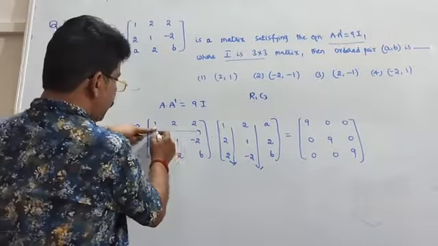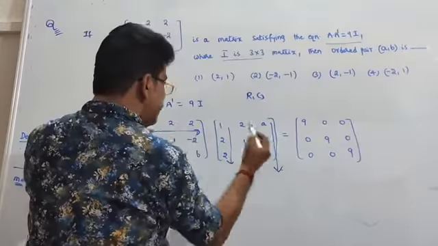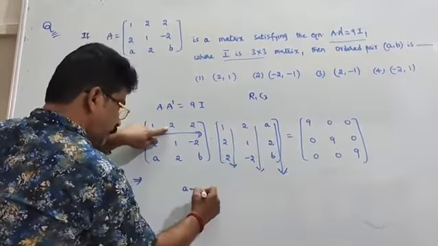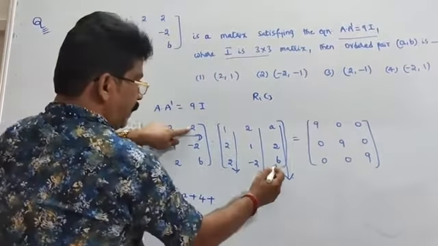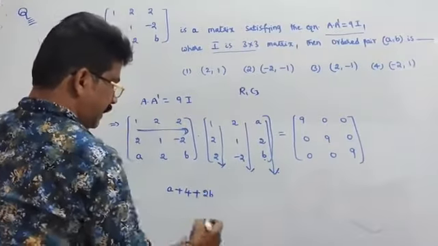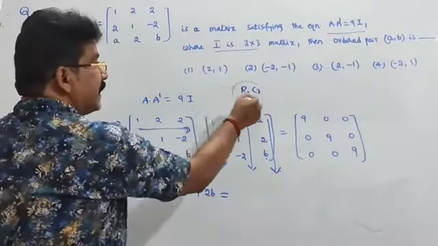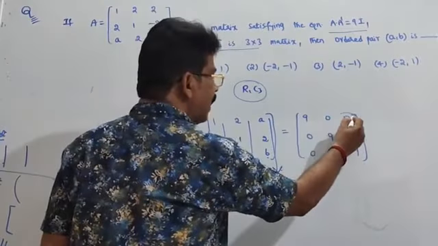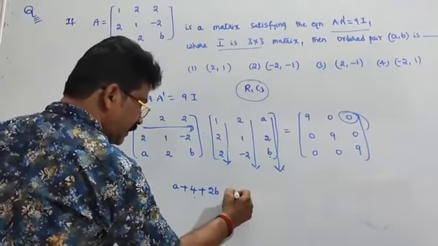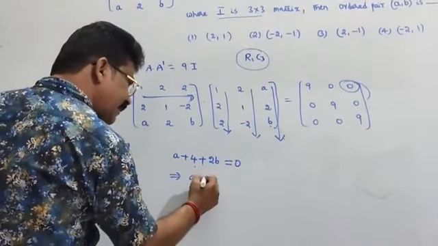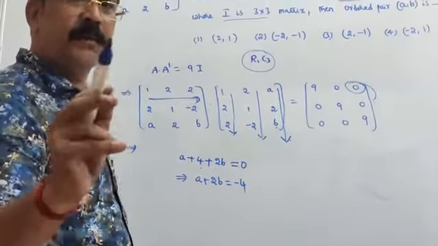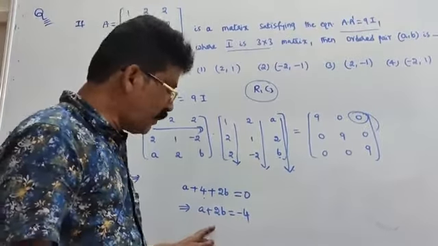R1 C3 means 1 into A plus 2 into 2, 4 plus B. This is B, not 6. B into 2, 2B. Here R1 C3, first row, third column, is 0. So that implies A plus 2B equal to minus 4. Actually, to obtain A comma B, we must have another equation.